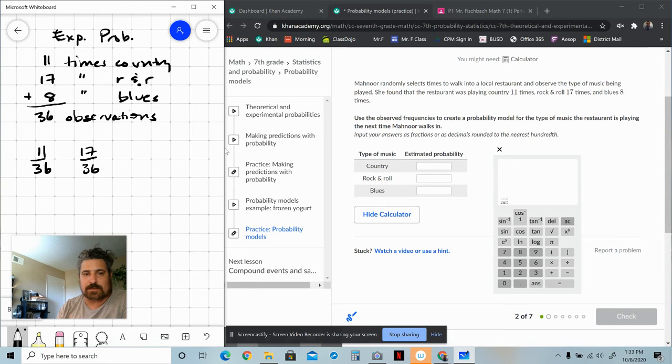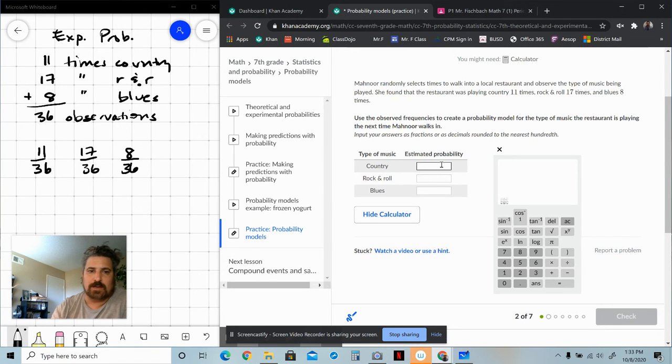17 out of the 36. And what's the chance it's going to be blues? It'll be 8 out of the 36, right? So that's kind of what you're going to put here. So when you add it all together, that's 36 out of 36, or 100% of what this person witnessed.